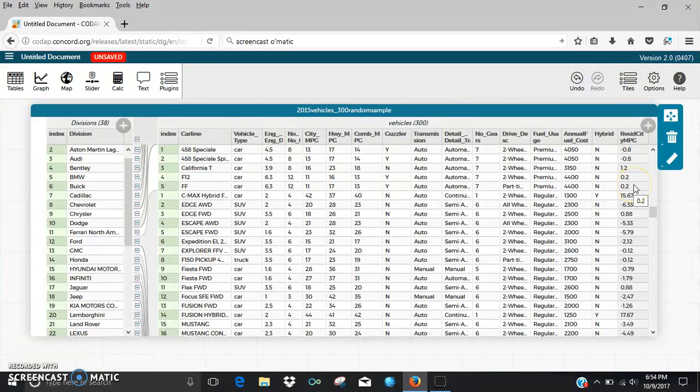Notice some of the points are close to 0. This indicates places where our equation did a good job of predicting the city MPG. Some of the data points are very high positive. These are places where our equation predicted a value that was lower than the actual value. Some of these are very low negative values. These are places where our equation predicted a value for city MPG that was higher than the actual value.